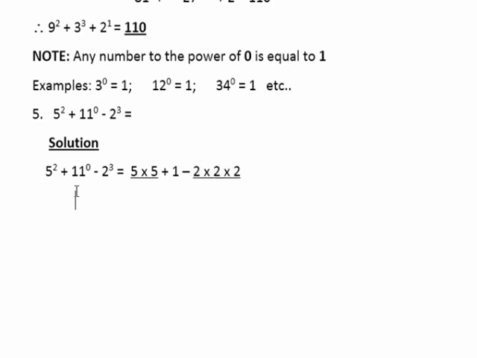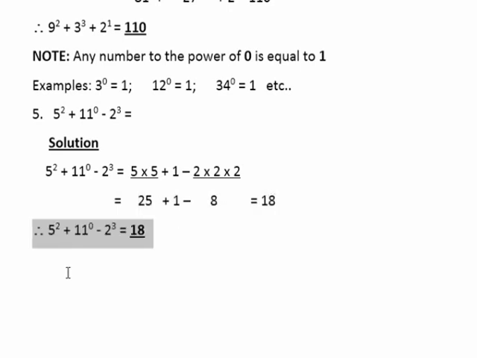Now we are going to find the answers for these expansions down here as follows. 5 times 5 is 25, plus, we put plus here, 1, we replace 1 here, minus, 2 times 2 is 4, 4 times 2 is 8. Thereafter, in order to get the final answer, we are going to add this one. 25 plus 1 is 26. 26 minus 8, the answer is 18. Therefore, we say 5 squared plus 11 power 0 minus 2 cubed is equal to 18.